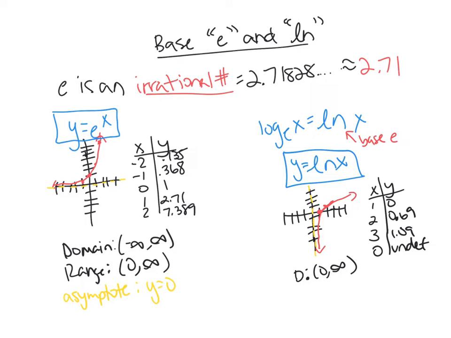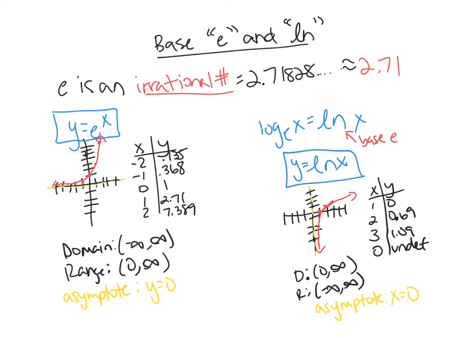Domain and range switches for inverse functions. Now notice my range is infinite, negative infinity to infinity. And just like normal logs have a vertical asymptote, the natural log has a vertical asymptote as well. And vertical lines cross the x-axis. So the asymptote starts at x equals 0 for our plain Jane natural log. Nothing added, nothing subtracted, nothing multiplied or divided.